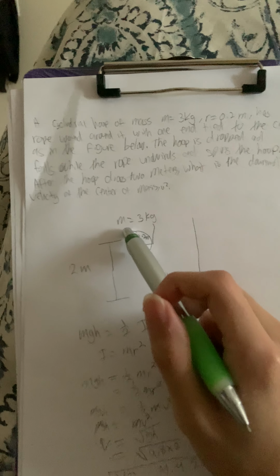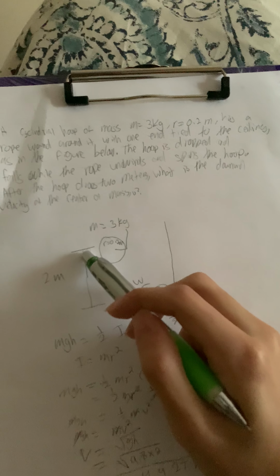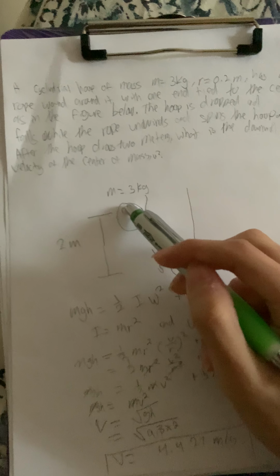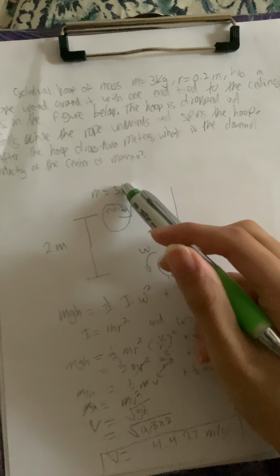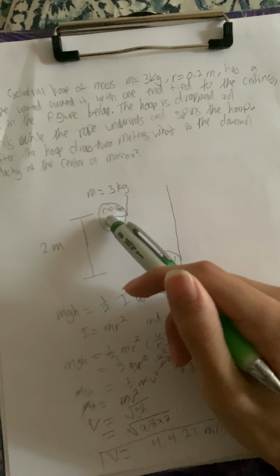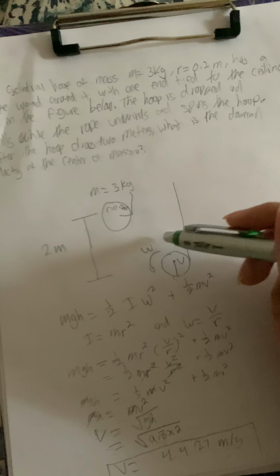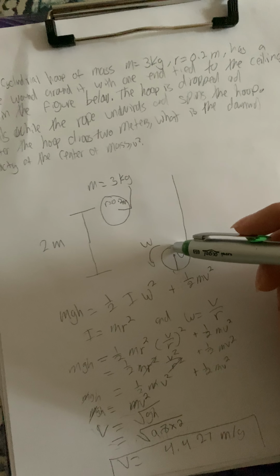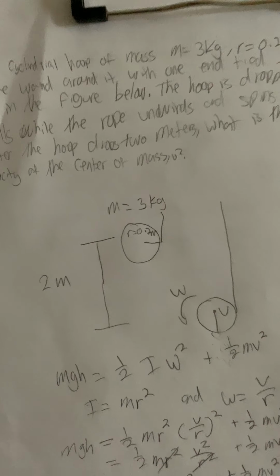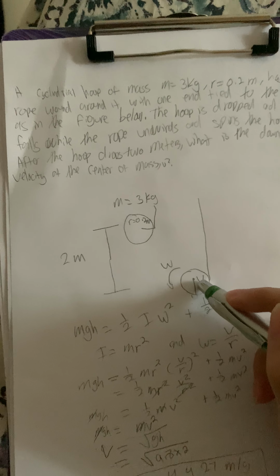Okay, so here's a figure of what's actually happening in this problem explained. As we can see, this is the hoop which is tied by the rope to the ceiling, and we can see that the mass equals 3 kilograms and the radius equals 0.2 meters. After it's dropped 2 meters, it's going to look like this. It's going to be attached to the rope, spinning and unraveling the rope, and we're going to be solving for v here, the downward velocity.